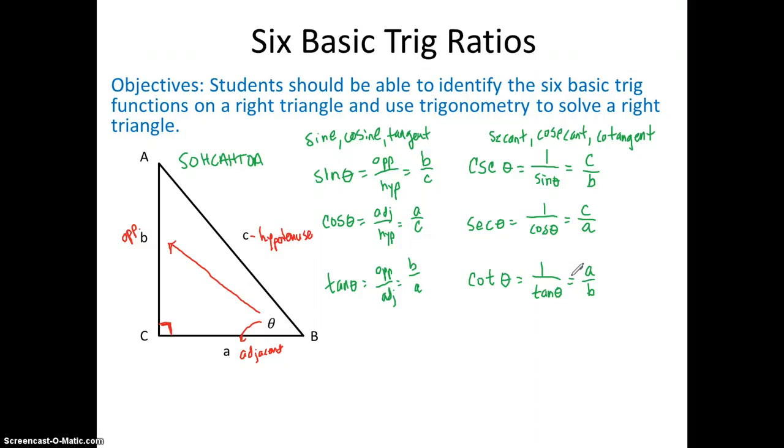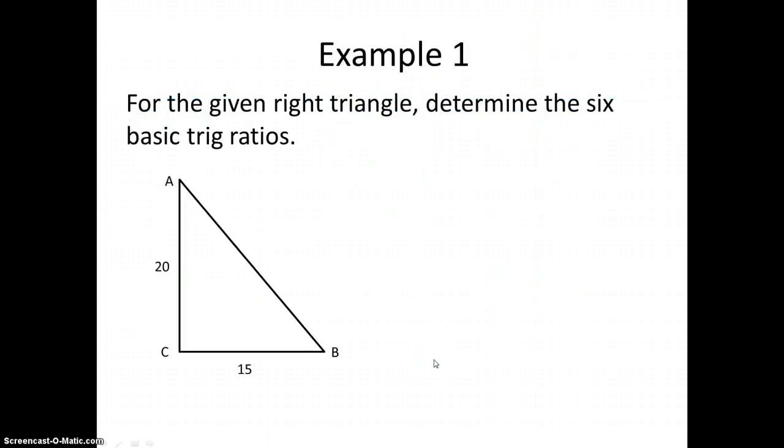So let's say we had a right triangle, and we want to find all of these trig ratios for the right triangle. Let's take a look at our first example. We've got a right triangle here, and we want to write all the 6 trig ratios. One of the things we're going to need to do before we do that is make sure that we know what this side is.